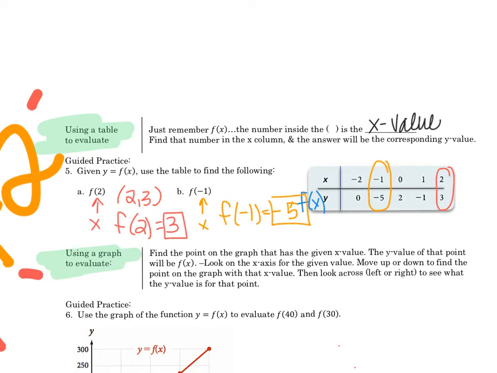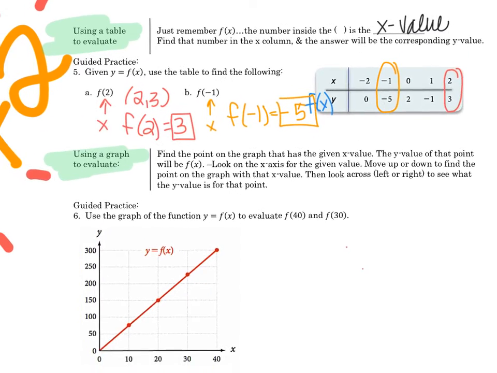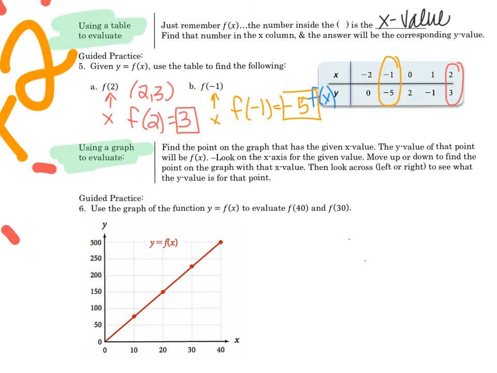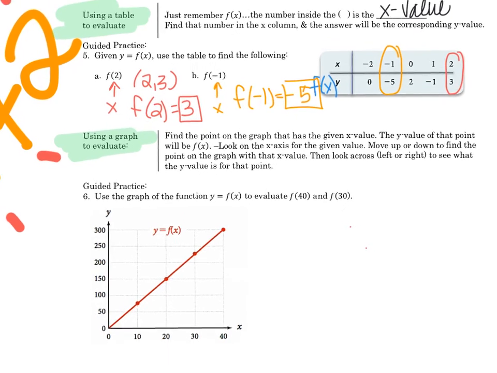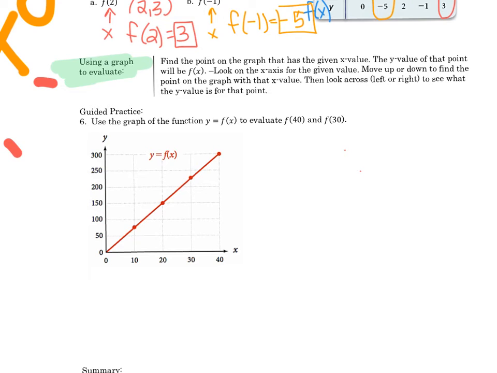Looking at a graph: find the point on the graph that has the given x value. The y value of that point will be f of x. So we look on the x-axis for the given value, we move up or down to find that point on the line, and then we draw a line straight across, left or right, to figure out that y value. Let's go ahead and look at these two examples.